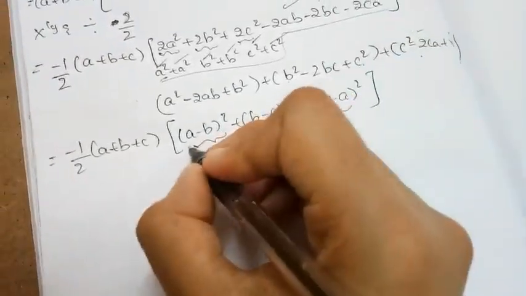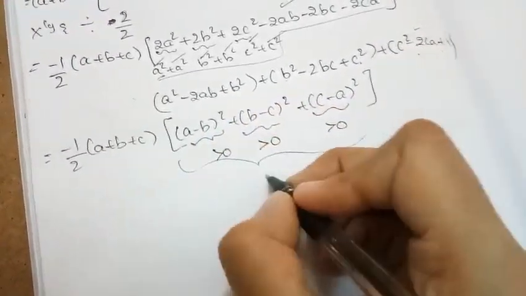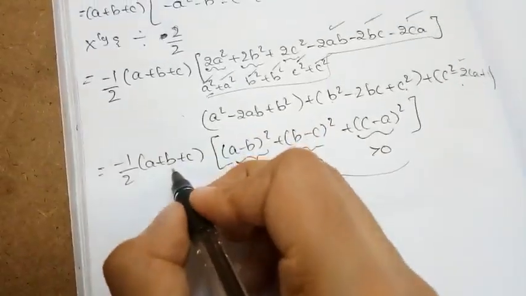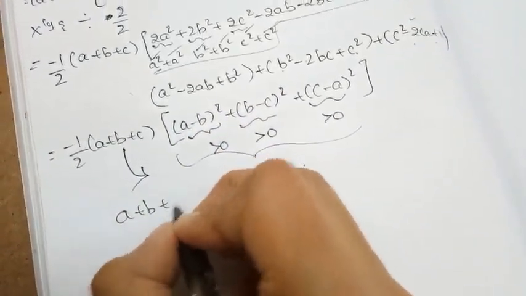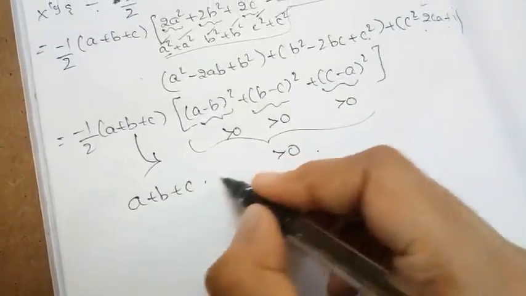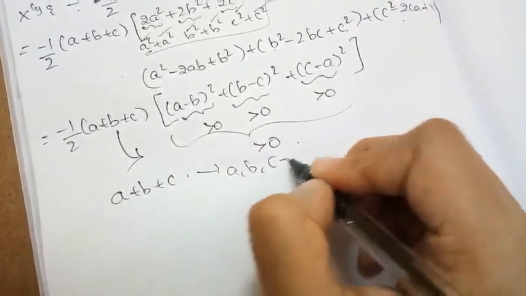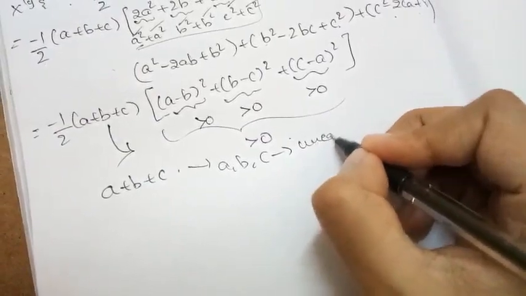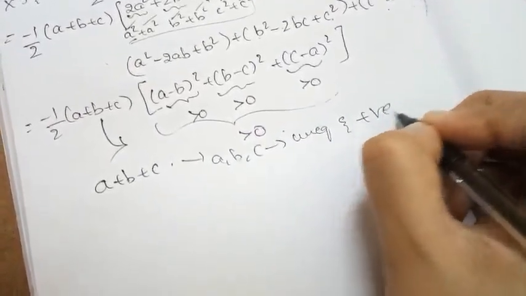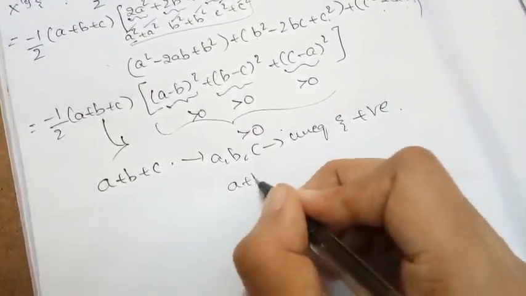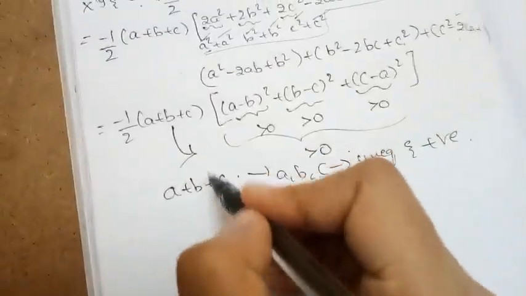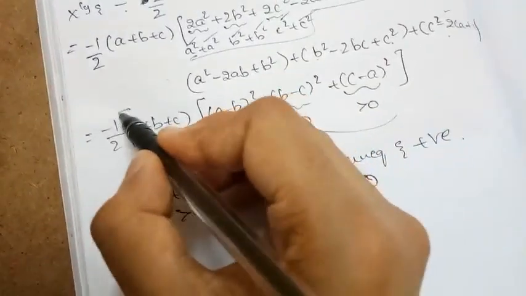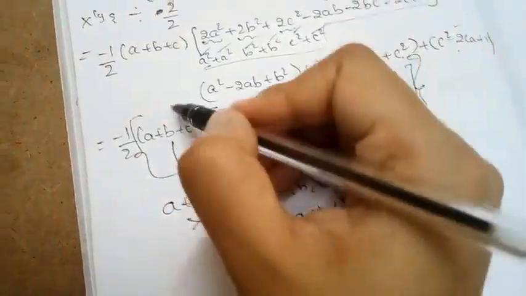You will agree. So what about this whole sum? It becomes greater than 0. Now remaining is this one, a plus b plus c. Clearly what they have said in the beginning itself, all a, b, c are unequal and positive. So when it is positive, the sum is also positive. So a plus b plus c is also greater than 0. So now clearly this one is also greater than 0, this one is also greater than 0.